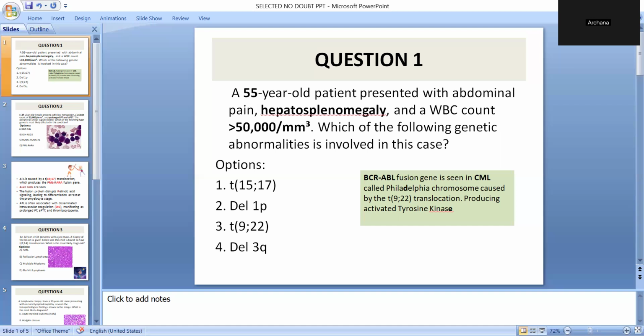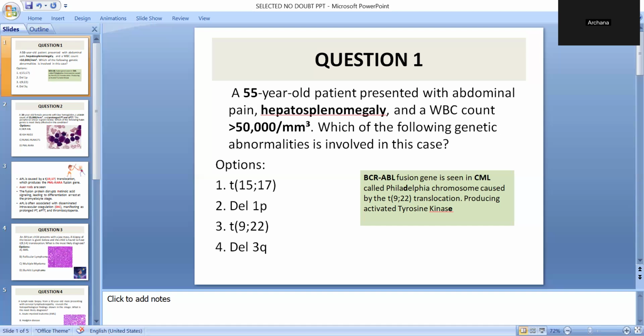If you want to go a step further and score more, after A, B, C, D comes E. So what does the 9;22 translocation do? It produces the activated tyrosine kinase, which helps in cell proliferation, leading to one of the forms of leukemia, which is CML. So the bottom line is A, B, C, D, E. In CML, there is BCR-ABL fusion gene, leading to a chromosome called the Philadelphia chromosome, in which we see the 9;22 translocation, and this particular translocation produces increased activity of activated tyrosine kinase.